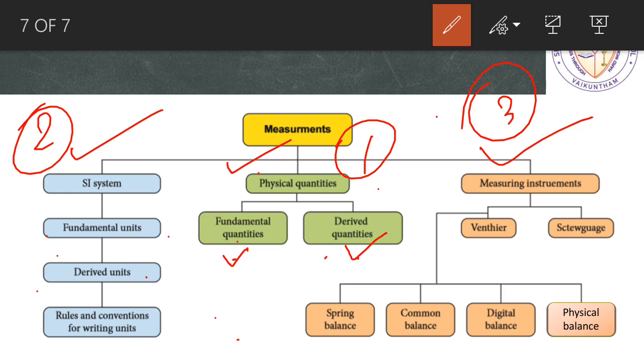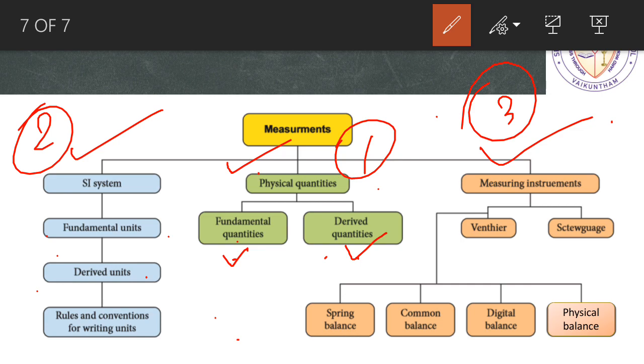After learning these two pillars, we moved into the final pillar of the lesson, nothing but the measuring instrument. So we talked about all the physical quantities and their units, but how exactly do we measure those physical quantities? What are the instruments coming into picture when we talk about the measuring instruments? In this, mainly we focused on measuring the mass and measuring the length.